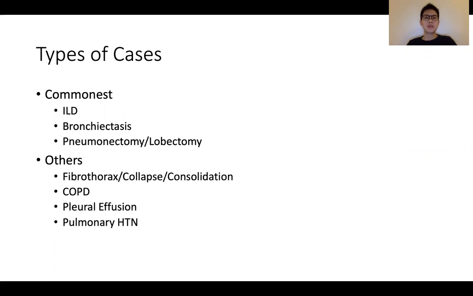In my opinion, for the respiratory short case, there are three conditions that predominate this station, and that's interstitial lung disease, bronchiectasis, pneumonectomy, and lobectomies. There are some other conditions that can come up, but these are much rarer, and they are listed below here.